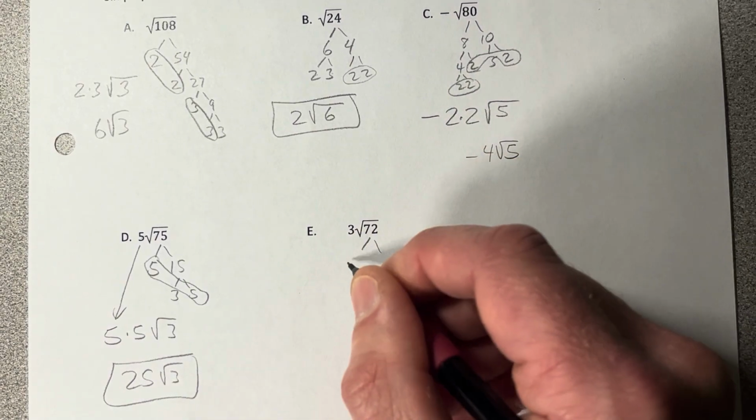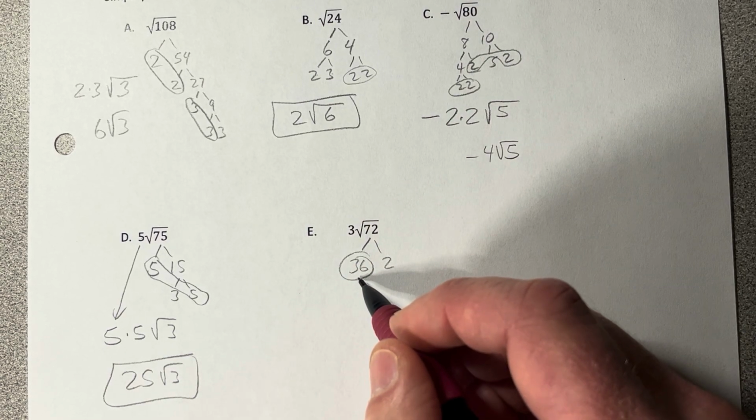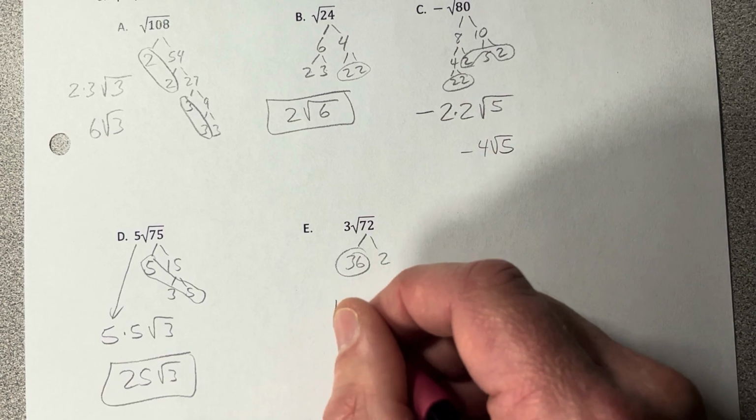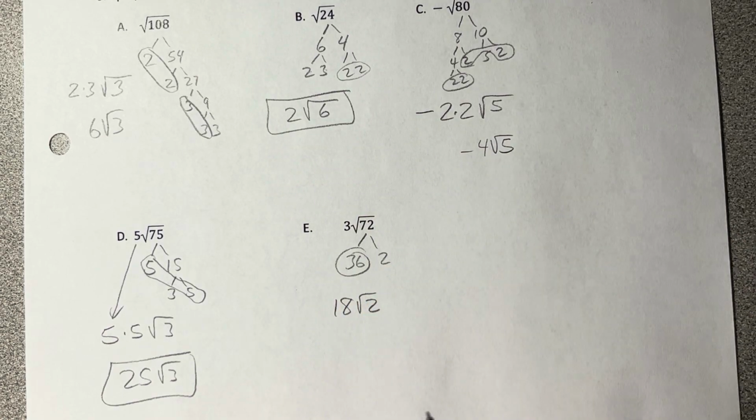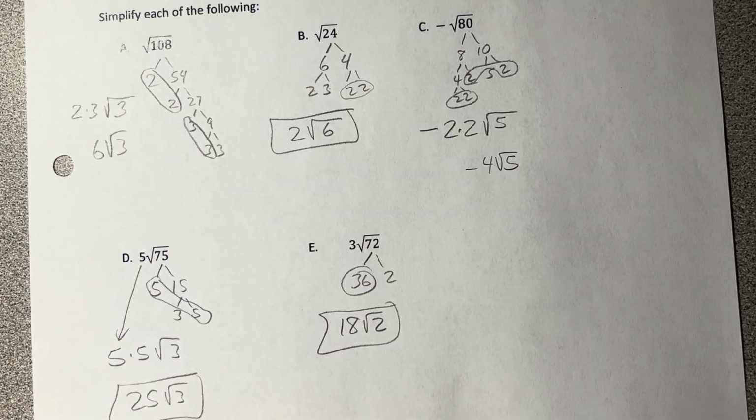Quickest way to do this problem is make it 36 and 2. What's the square root of 36? 6. 6 times 3 is 18. Square root of 2. But listen, class, you could totally do factor trees and see what comes out.